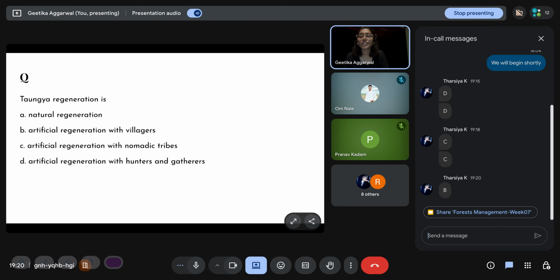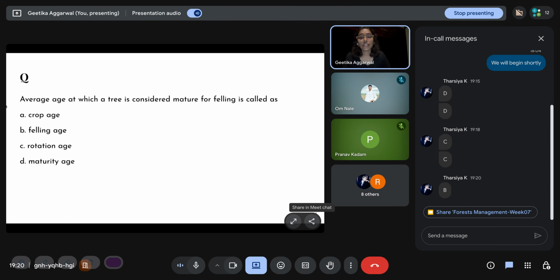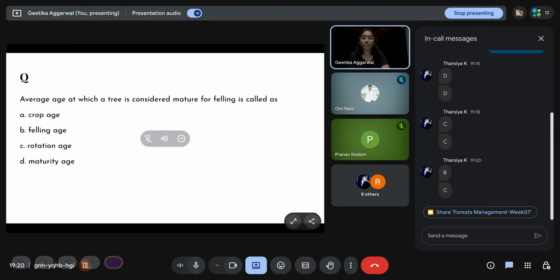B. Very good. It's basically artificial regeneration, which involves the help of villagers. Next, the average age at which a tree is considered mature for felling is called what? Is it crop age, felling age, rotation age, or maturity age? We discussed it during the lecture. What is the average age at which a tree is considered mature for felling? C. Very good. It's basically the rotation age.